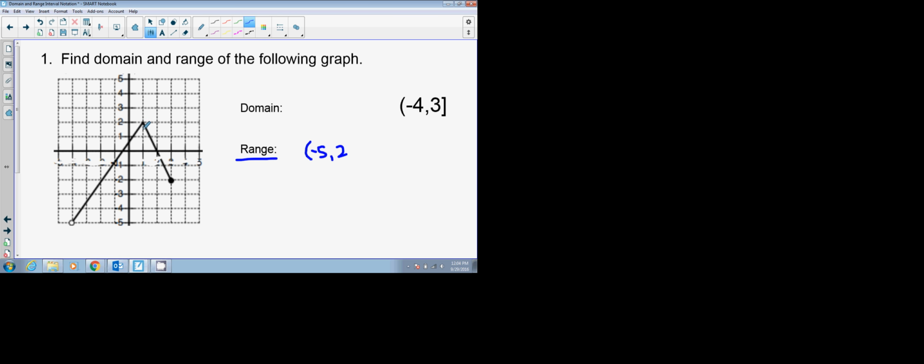And then 2, there's no dot at 2, so we don't know necessarily if it's open or closed, but we are able to determine 2 is on the graph. That's the highest point. And since 2 is on the graph, that means it's included. If it's included, we put a bracket. So my range, written in interval notation, is -5 to 2, including 2.